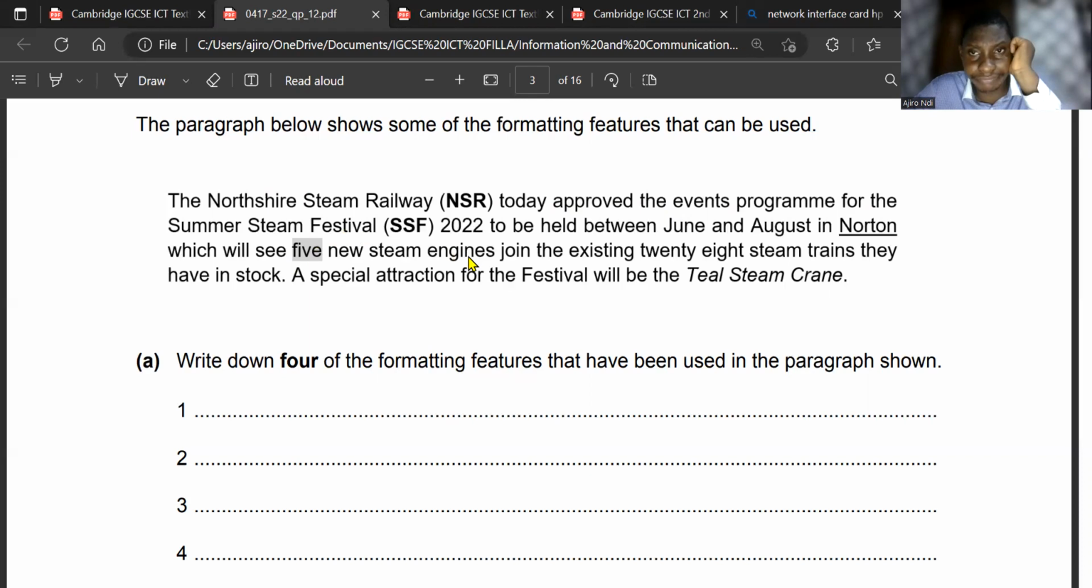Which other one? Look at this teal. I think it's slant. I think it's italics. This is italics. You see that one again.